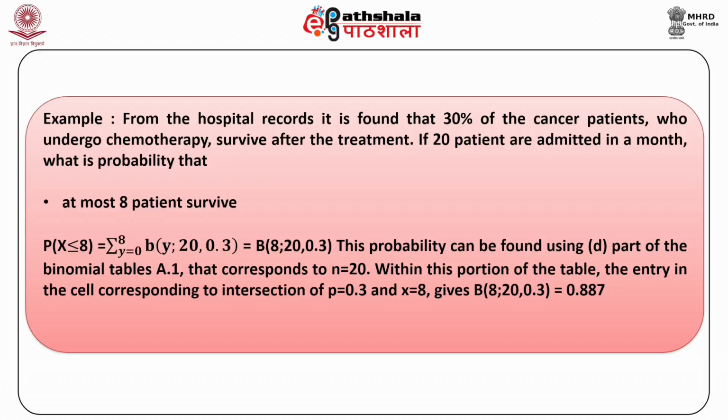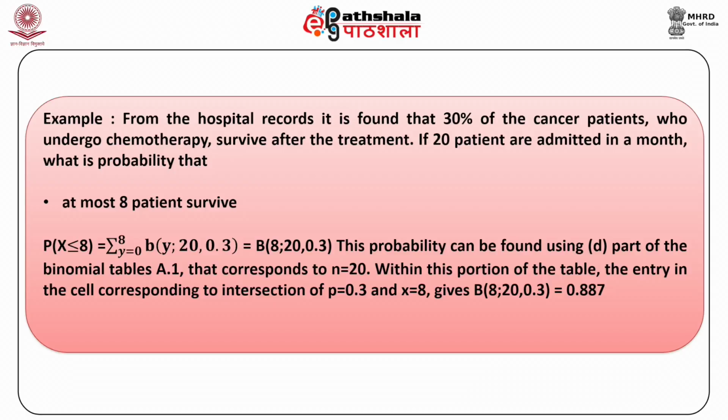Let us take a second example to understand the similar thing. Suppose from the hospital records it is found that 30% of the cancer patients who undergo chemotherapy survive after the treatment. If 20 patients are admitted in a month, what is the probability that, let's say, A, at most 8 patients survive? So what is the solution of this? Which means we want to find out probability that capital X is less than or equal to 8.